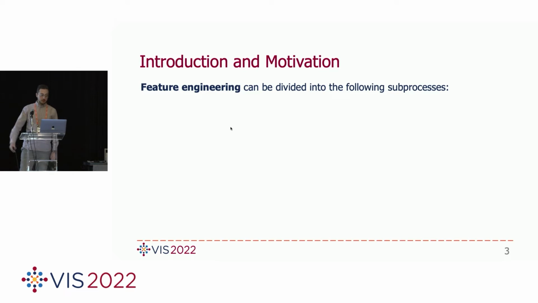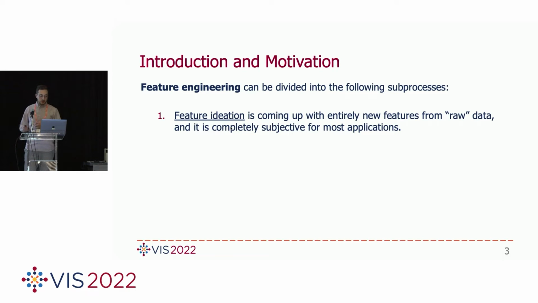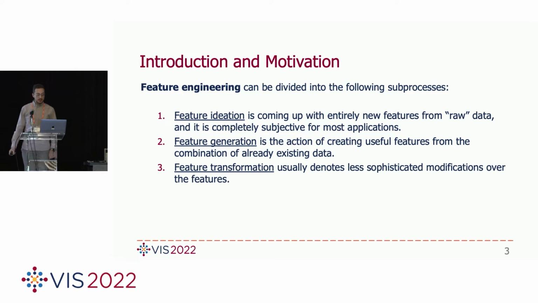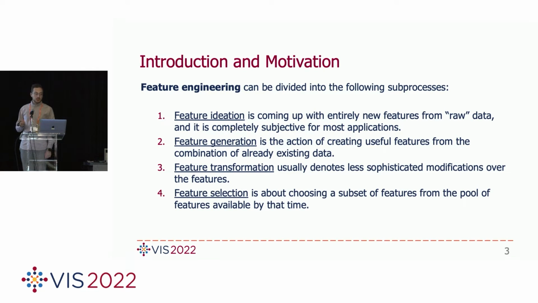Let's start first with a division of feature engineering, which can be divided into 4 different sub-processes. So we have feature ideation, which is coming up with entirely new features from raw data, and it's completely subjective for most applications. Feature generation is the action of creating useful features from the combination of already existing data. Feature transformation usually denotes less sophisticated modifications over the data. Feature selection is about choosing different subsets from the pool of features that are available by that time.